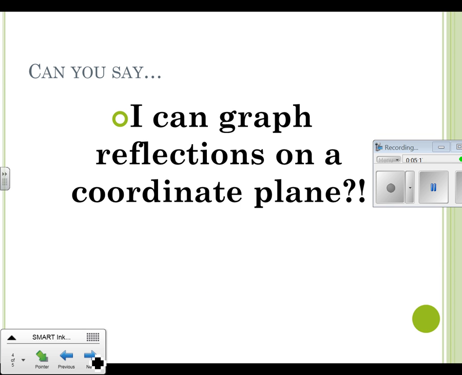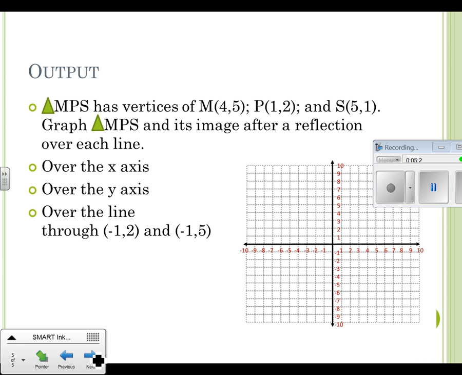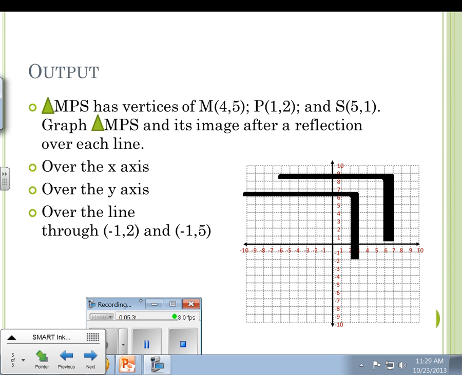Can you say I can graph reflections on a coordinate plane? Here is your opportunity on a coordinate plane. I want you to graph the triangle MPS, and then I would like you to reflect it first over the x-axis, then over the y-axis, and then over the line that goes through these 2 points. So I'm going to kind of show you here real quick before I end the video.